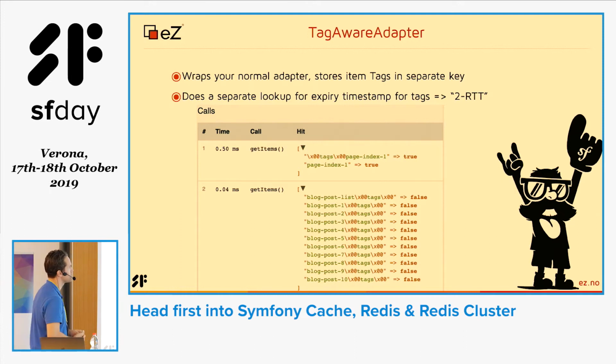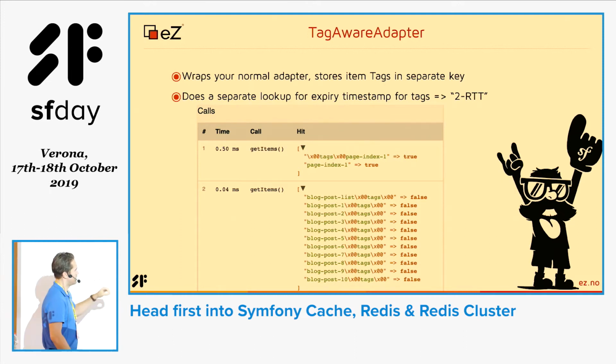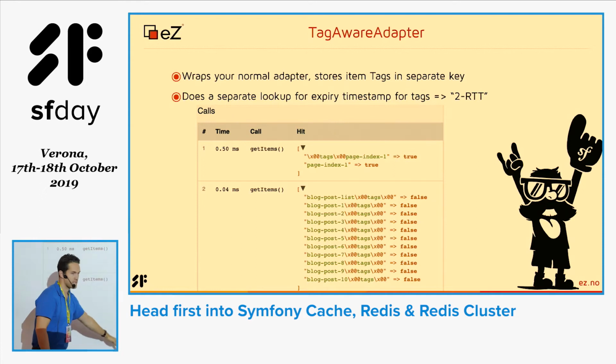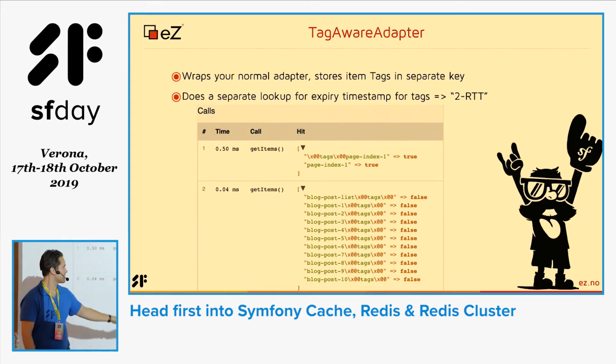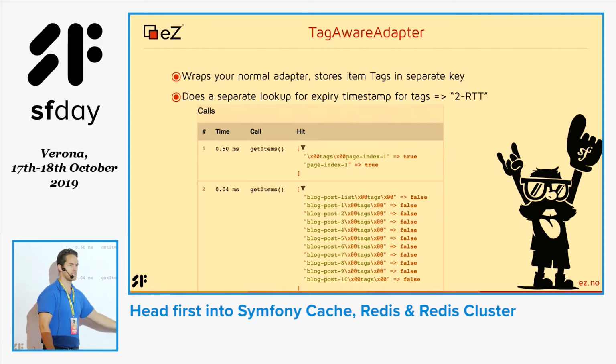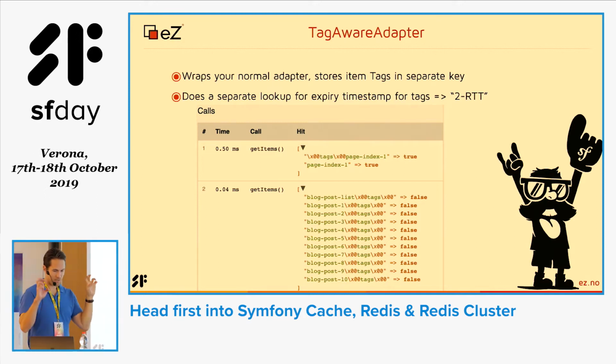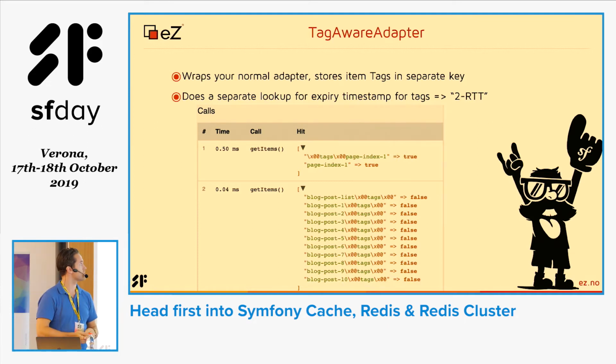So what you're actually seeing here is when you ask for, this is page index as a key, it would also ask for the tags for that one. This will return a bunch of tags in this case, which is then secondly done on a separate lookup to get if they're invalidated or not. These are actually just Unix timestamps. So when these are invalidated, they will have a date. It will know that this is expired. So that's the algorithm or setup of the tag aware adapter. We'll come back to the improved adapters or the alternative adapters a bit later.